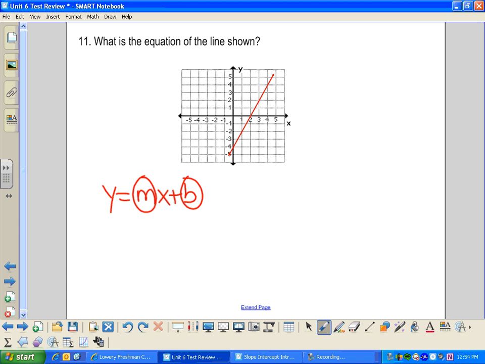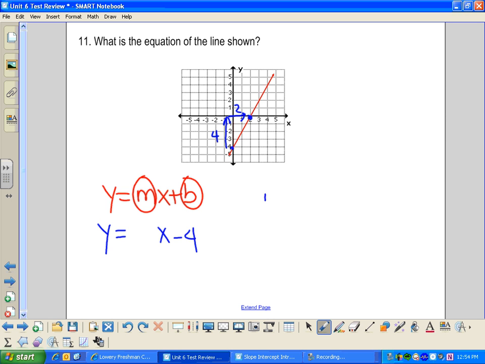So here we go. I can easily see my y-intercept right there. That's negative 4. So that part's going to be negative 4. I've got that already. Now I've got to figure out what my slope is. In order to figure out my slope, I'll just pick 2 points and do rise over run. I'll pick the y-intercept because that was obvious to me, and go up 4 and over 2.